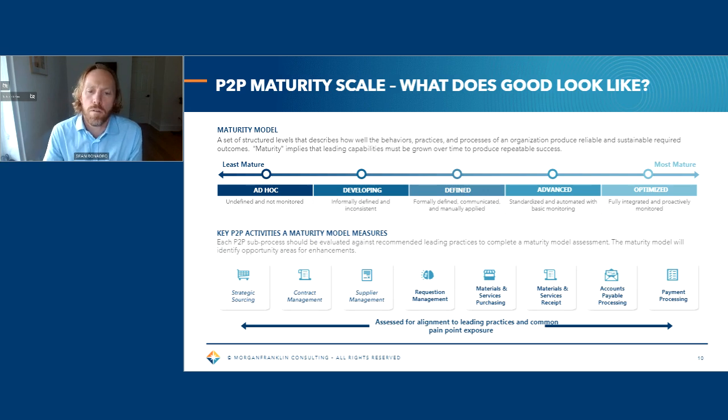Now, when we think about maturity models, based on the company's needs and approaches, these vary. Complex maturity models take into consideration all aspects of the P2P process. Includes strategic sourcing, contract management, supplier management, requisition management, purchasing, receipts, invoice processing, and payments.